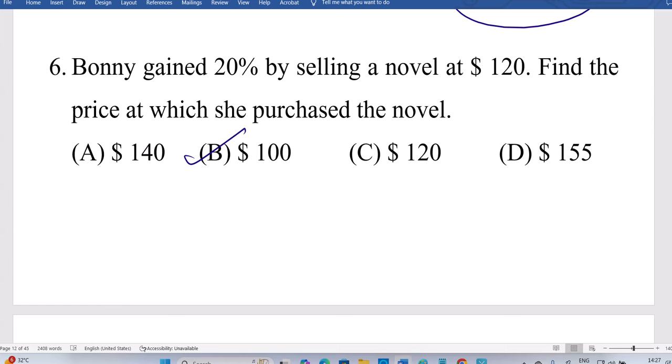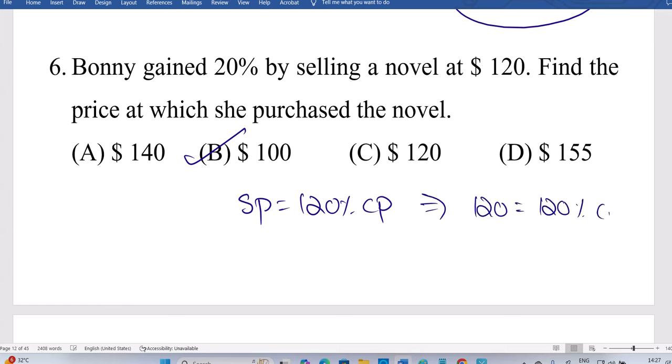Okay, let it be. No, sir, I want explanation. Selling price equal to 120% of cost price. Why 120%? Profit 20%, right? So now this is 100 times 120 one time. Okay, percentage will convert to there.